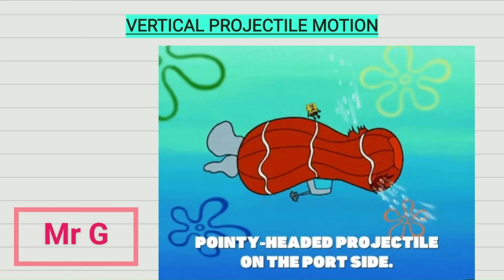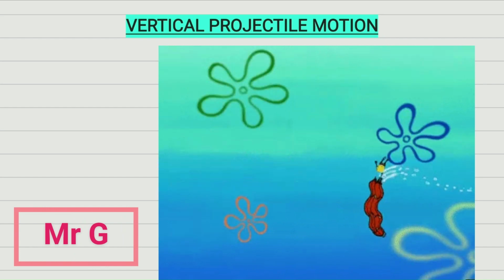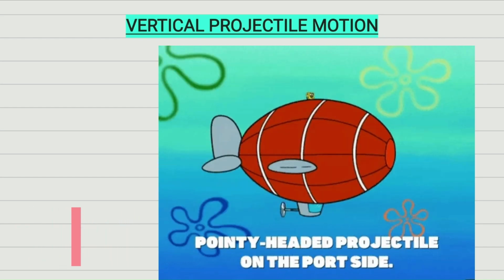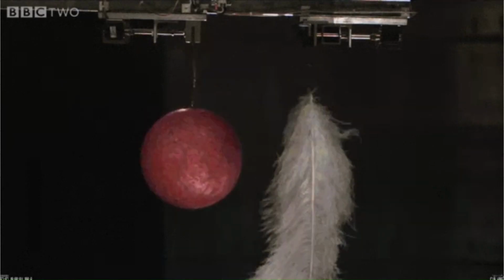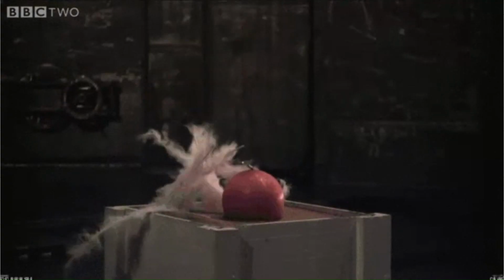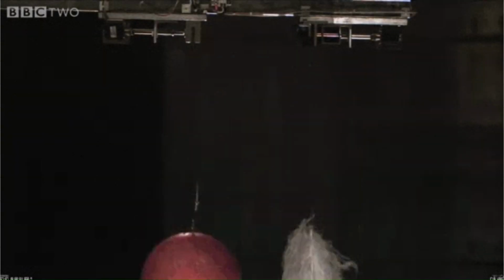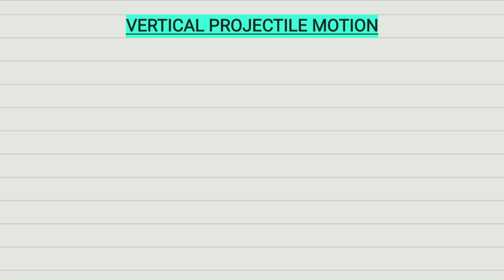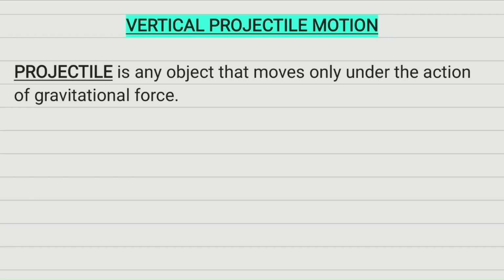Now we're going to start a completely new topic after we finished momentum and impulse. This is the next topic of the year, and it is going to be vertical projectile motion. In everyday life we use the term projectile when we refer to bullets, fire guns or weapons, but in physics the definition of projectile is a different one. So let's first of all define what is a projectile.